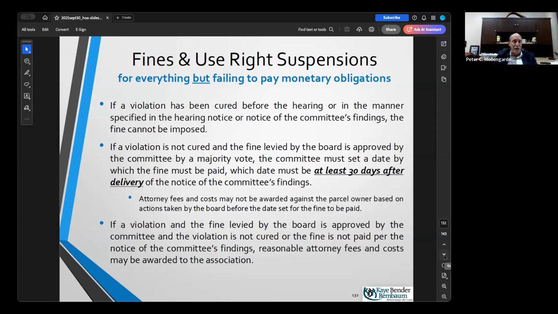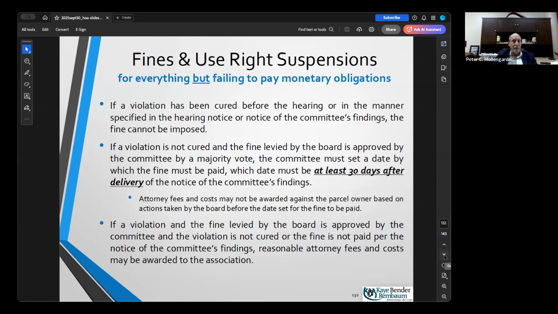If a violation is not cured and the fine levied by the board is approved by the committee by a majority vote, then the committee must set a date by which the fine must be paid, and that date must be at least 30 days after the notice of the findings of the committee. Attorney's fees and costs may not be awarded against the owner based on actions taken by the board before the date set for the fine to be paid.